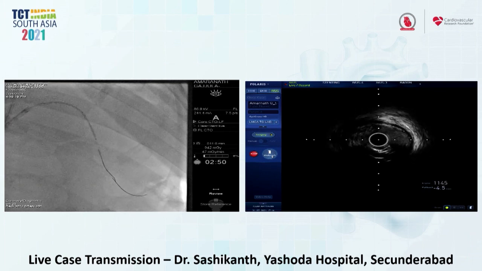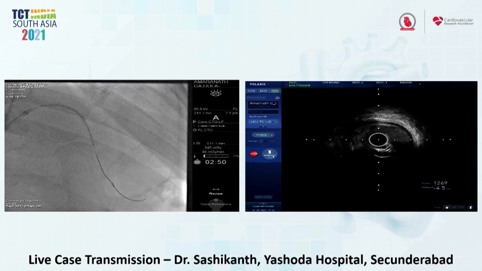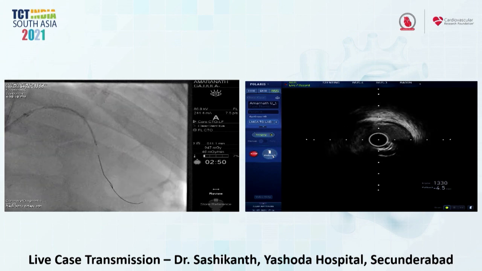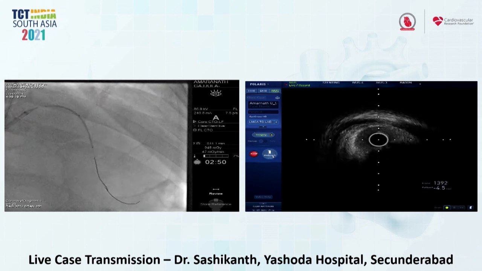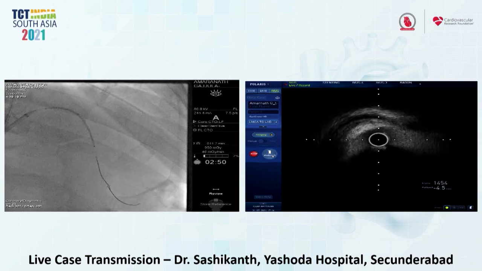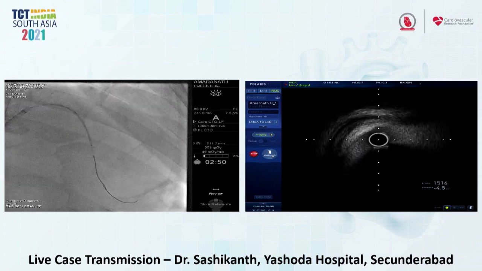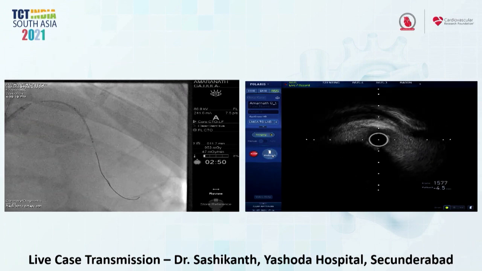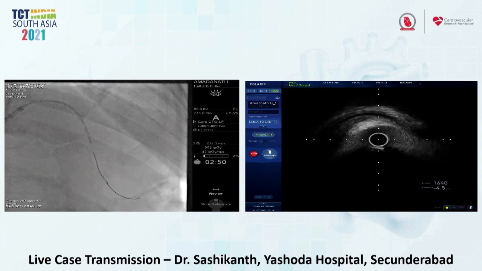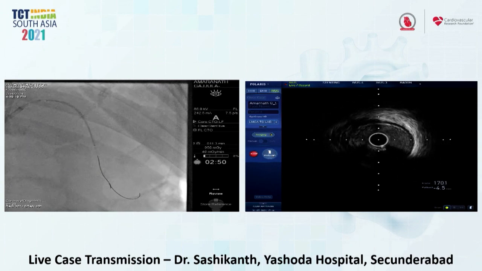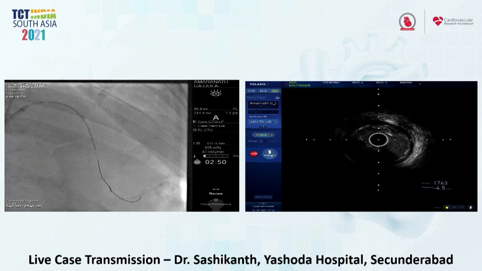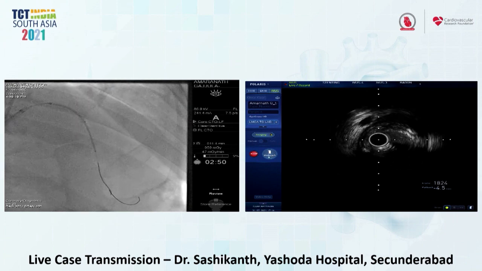So you have 8 French guiding catheter. Yes, we have the left main 8 French guiding catheter. We are not worried about the catheter with the contrast usage because we're not using contrast there. So it's just an 8 French guiding catheter. The left main is quite roomy, quite a big left main. Can you go 1 millimeter in with the IVUS catheter, please? Yeah. Can 1 more millimeter? I want to see the ostium of the circumflex.